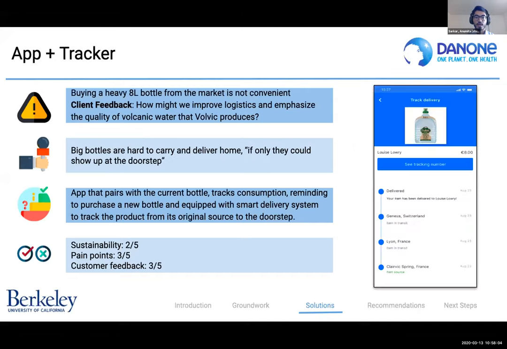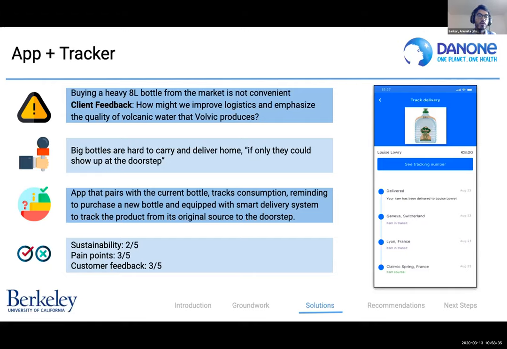Our fourth and final possible solution is an app plus tracker. We actually created a small prototype here that you can see. This shows you how the app would pair with your current bottle and track your consumption. It reminds you exactly when you should purchase a new bottle. And if you want to, when you have that smart delivery system, as you can see, it tracks the bottle from its original source right to your doorstep.